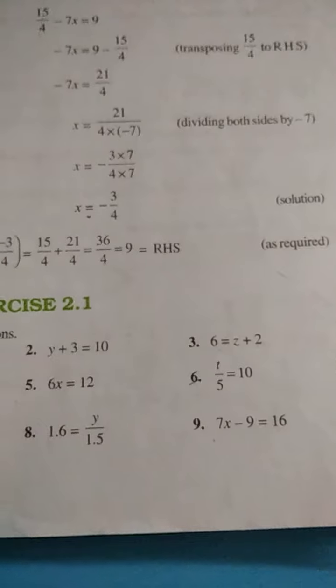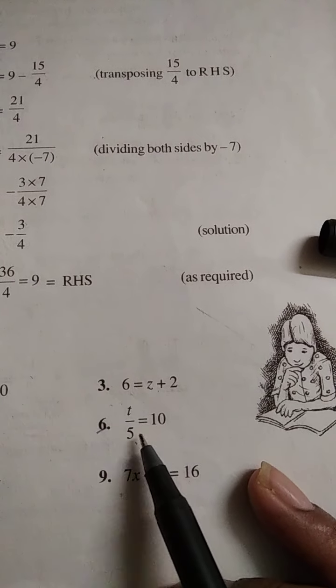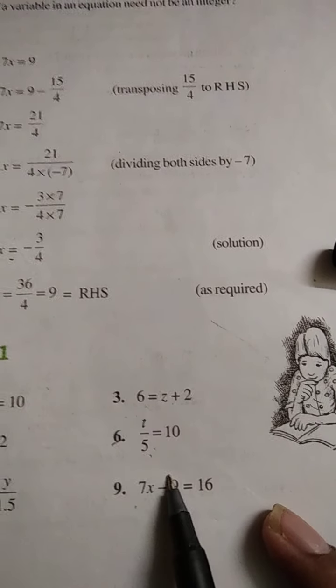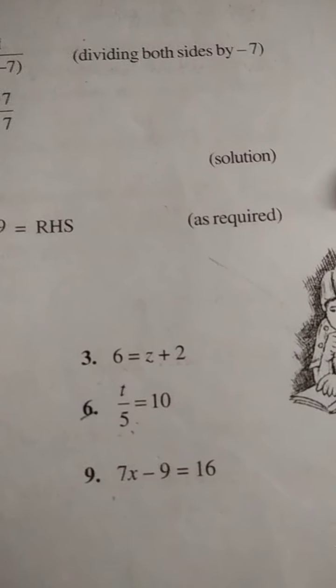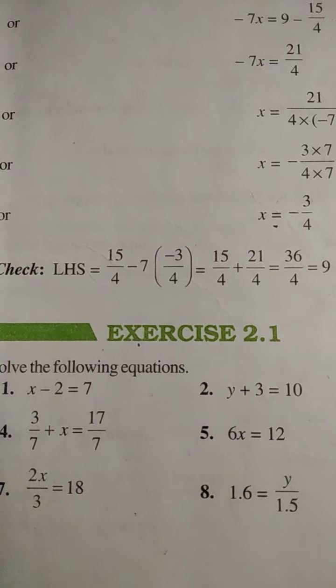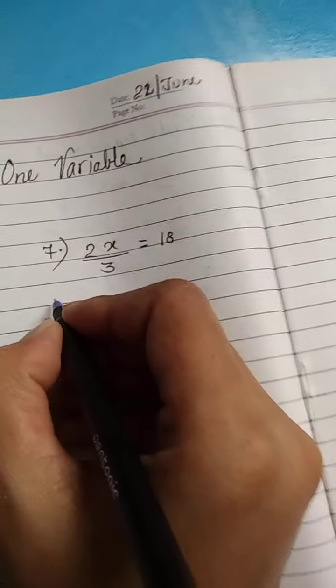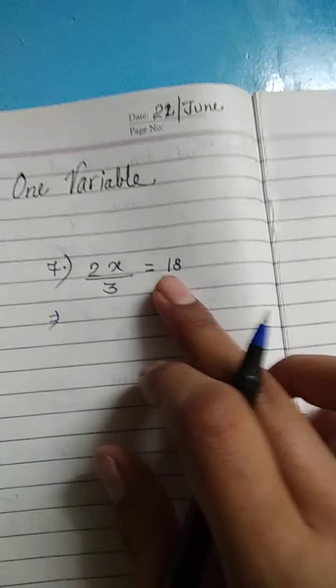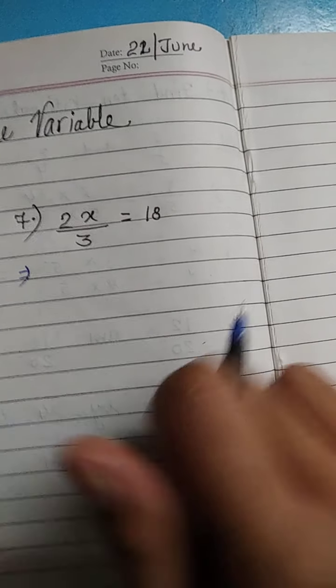Now the 6th is your homework. I am not showing you the 6th because here x is in the division, so you have to think about it, what is the opposite of division, and you have to perform that task. After this we are going with the 7th question, that is 2x by 3 is equal to 18. Here as you can see, again we don't have any addition or subtraction term. So what will remain here? x.